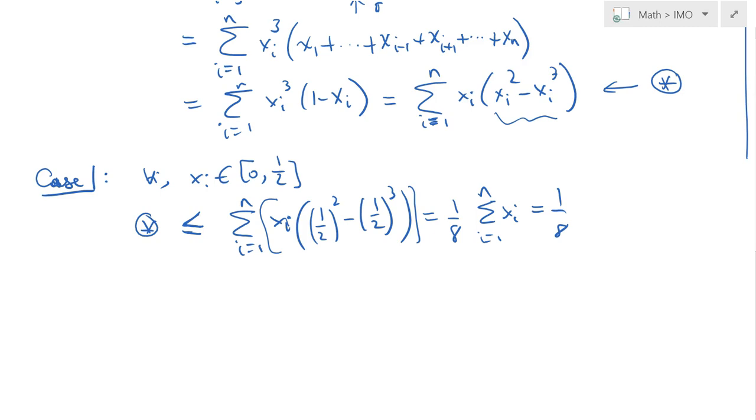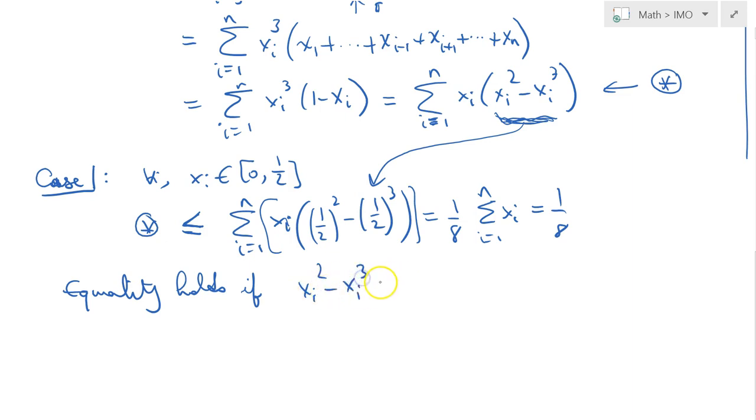Now, the equality condition will be satisfied if each of these expressions holds, if x_i squared minus x_i cubed is in fact equal to this thing, which is actually 1/8, as we calculated. So equality holds if each non-zero x_i satisfies this, and that's only going to work in this interval, by the way.